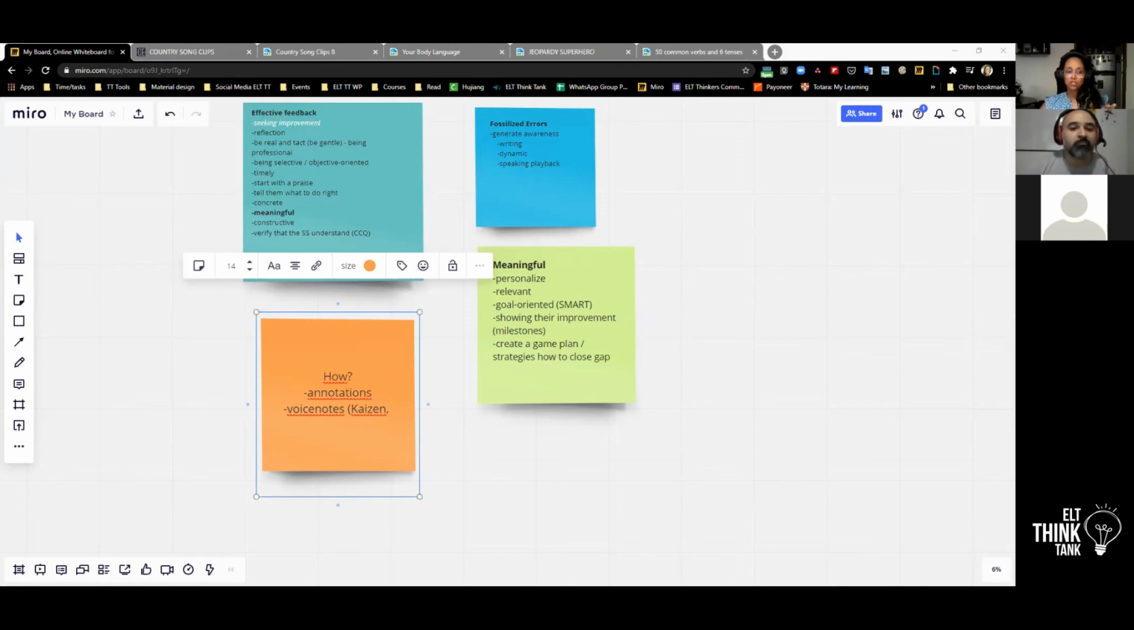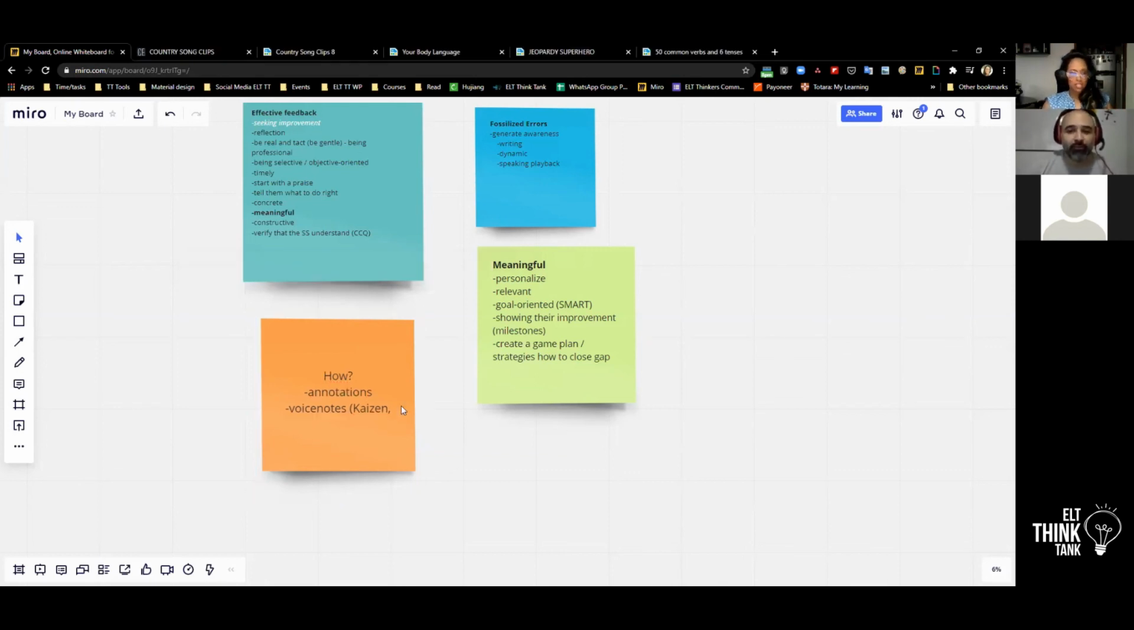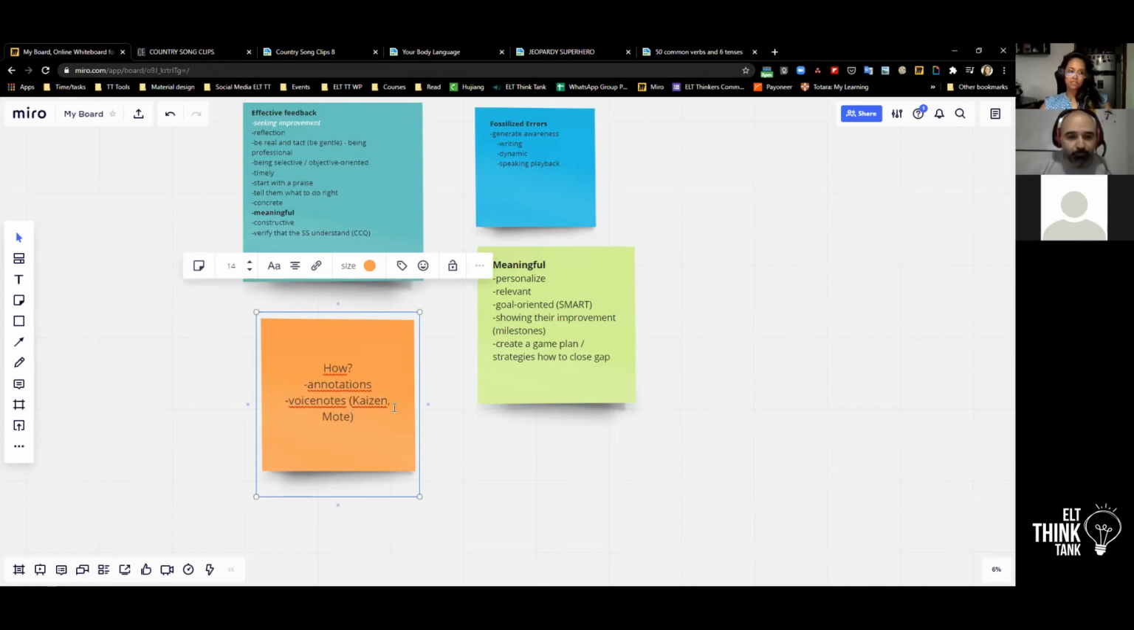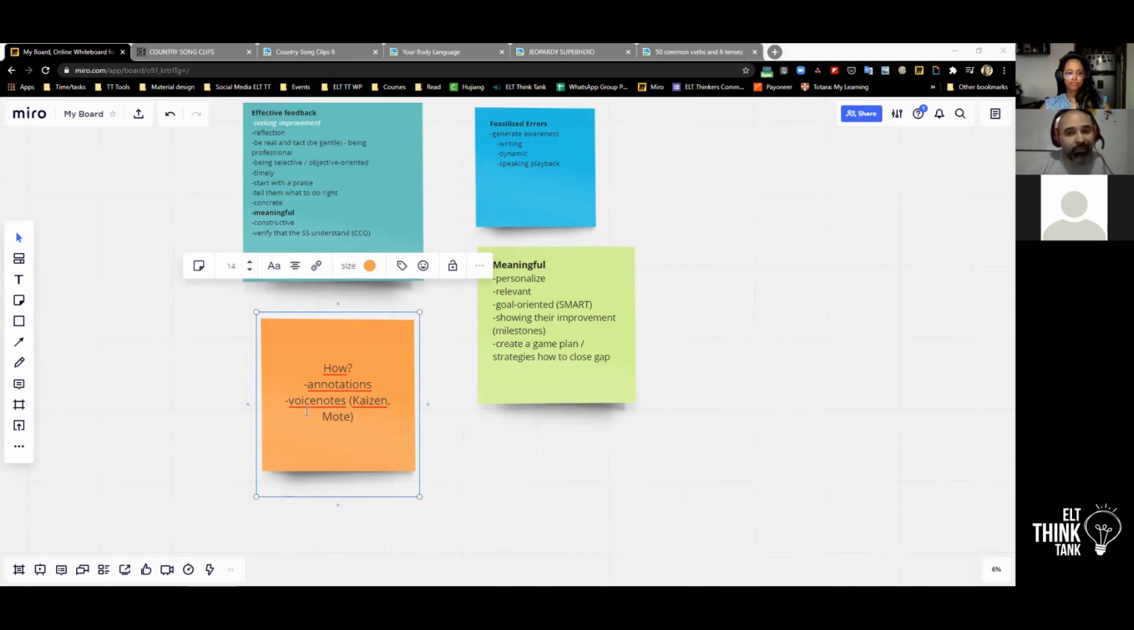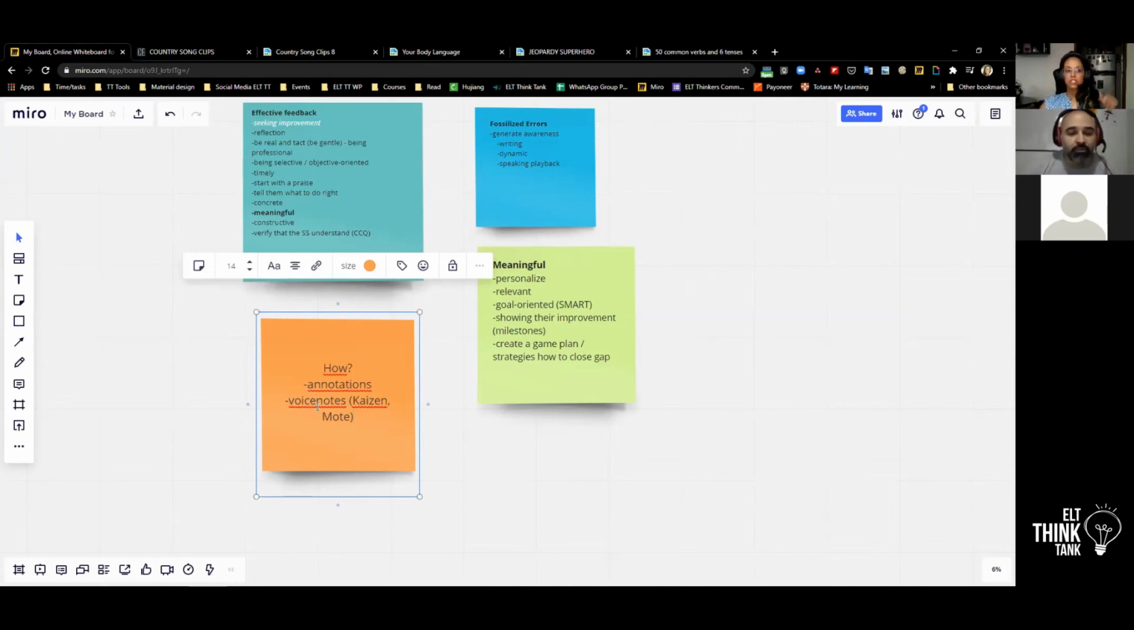Okay, so there's two that I usually use. One is Kaizen, and I don't remember the other one. All right, so the other one is Mote, M-O-T-E. So those are my go-to apps to leave voice notes, integrated into Google documents, Chrome, and everything Google oriented. So it's very cool.